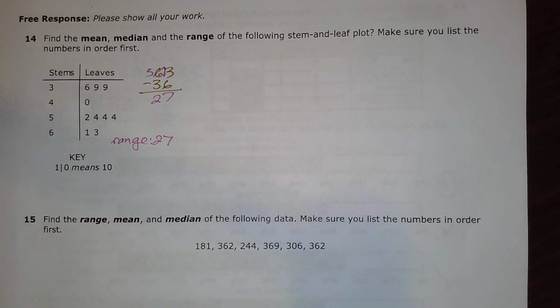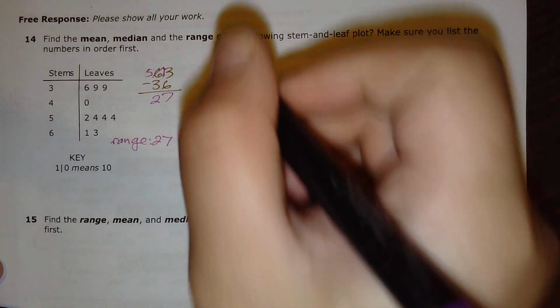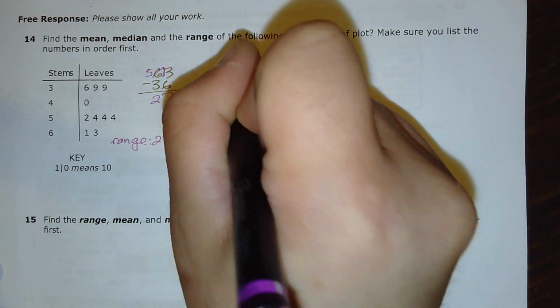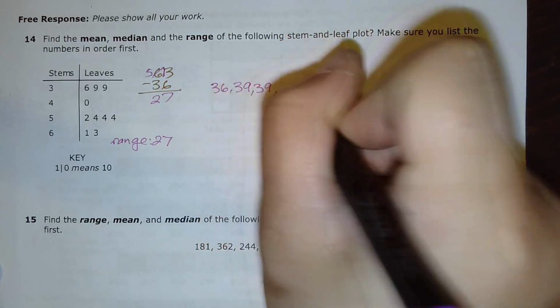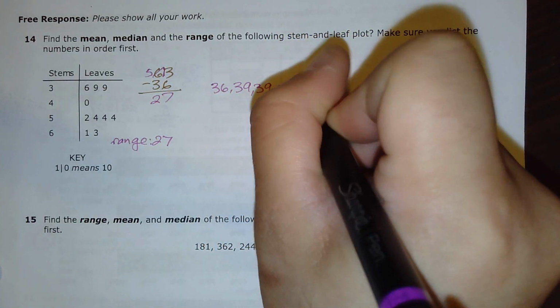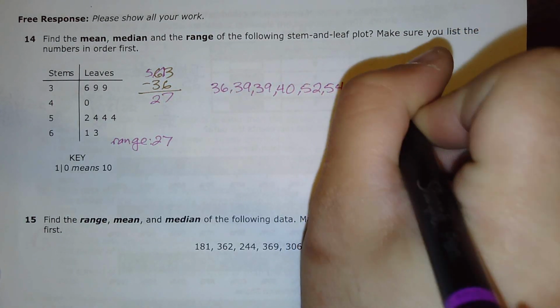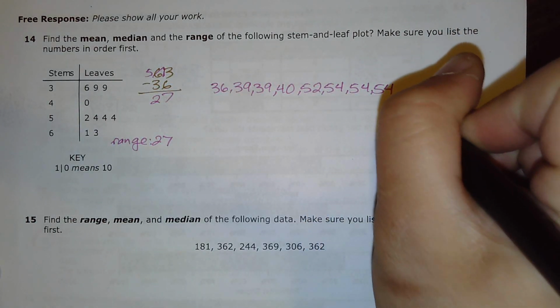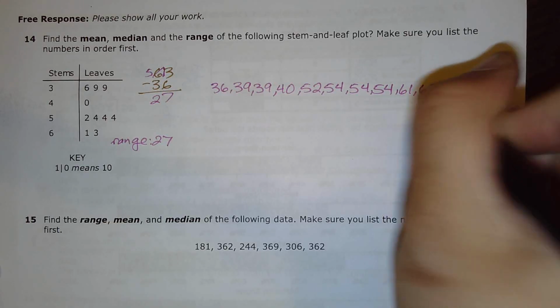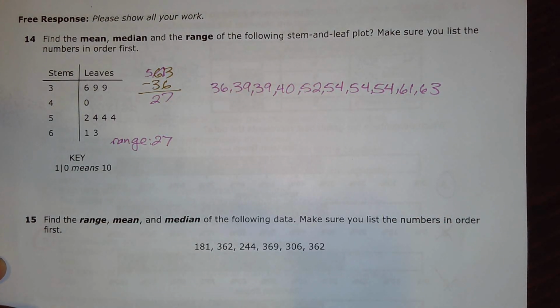In order to find our mean, we do have to write these numbers out from least to greatest. So let's go ahead and do that. Interesting. Sorry, I was looking at something. So okay, 36, 39, 39, 40, 52, 54, 3 times, 61, and 63. All right.